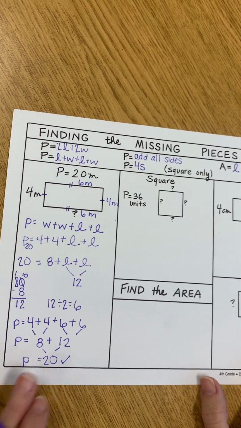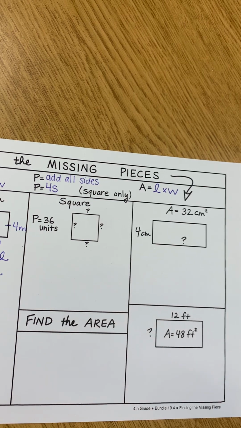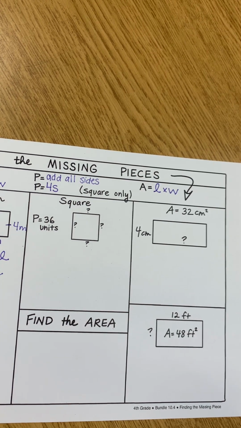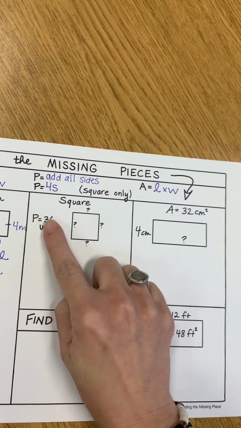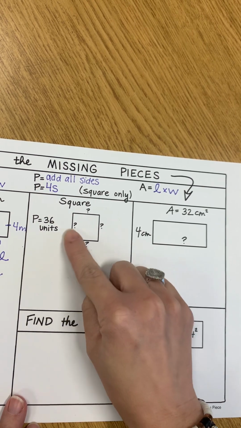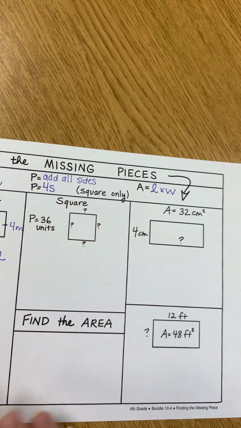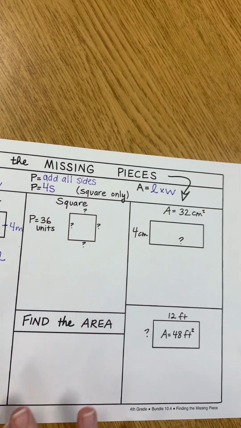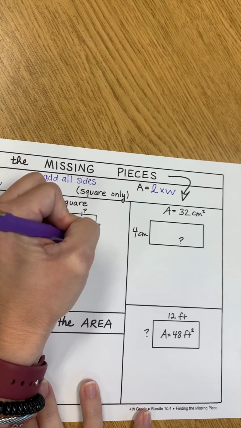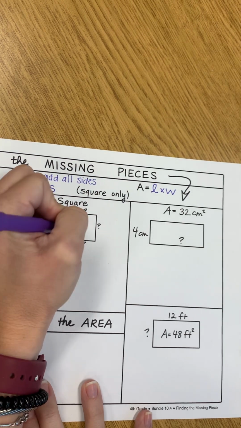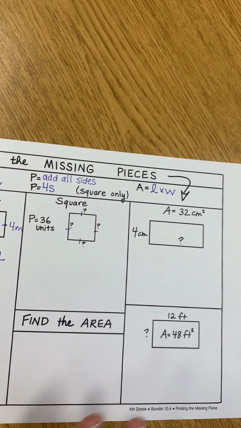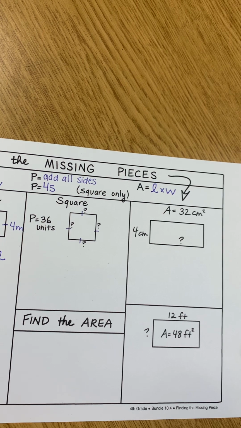Okay, moving over to this square. This square tells me that the perimeter is 36 units. 36 when I add all of these sides. This one is easy because I know that this side is the same length as this side, and this one is the same as this one. I know that because I know it's a square, okay?